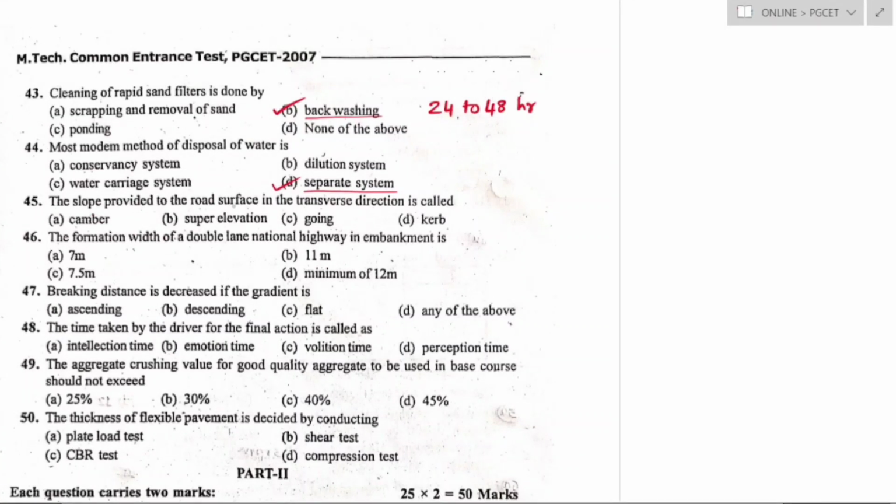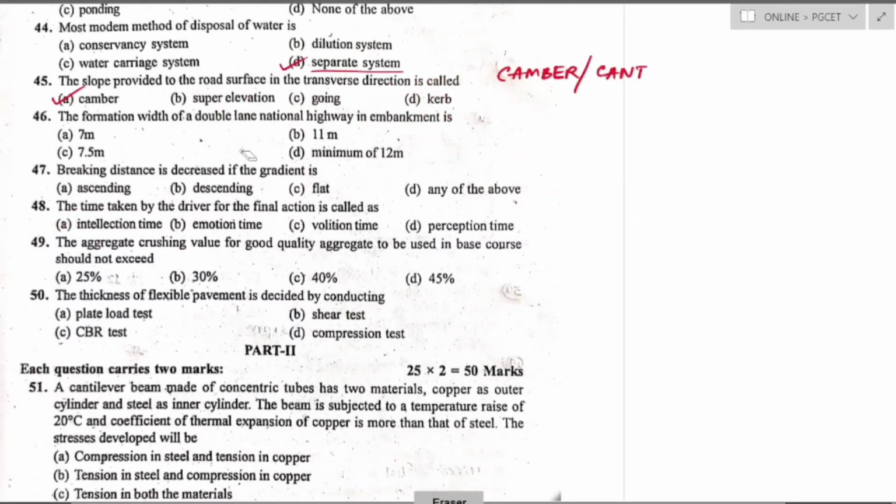Question number 45. The slope provided to the road surface in the transverse direction is called camber or cant. Option A is the right answer. It is the cross slope provided to raise the middle of the road surface in the transverse direction to drain off rainwater from the road surface. The main objective of providing the camber is to drain off the rainwater from the road surface as quickly as possible.